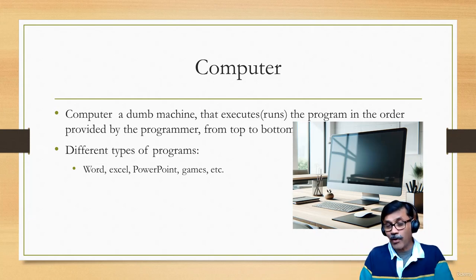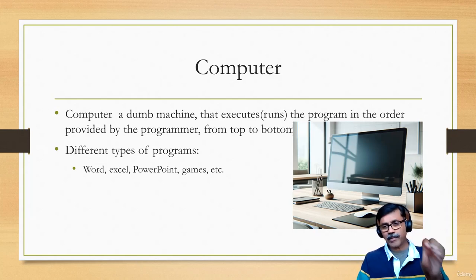And it could be running different programs at any given time. Let's say you are using a PC and you're running the Microsoft Word program to type something, or you could be using Excel, or you could be using PowerPoint, or you could be playing games. All of these are different types of computer programs, right? So a computer is a dumb machine that runs computer programs.